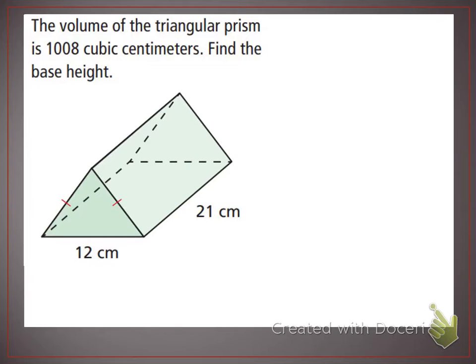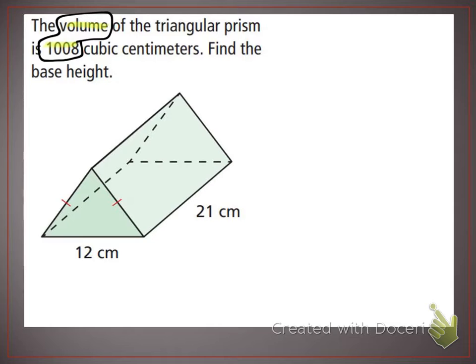The volume of the triangular prism is 1,008 cubic centimeters. Find the base height. So are we looking for the volume here? No, we know the volume, right? What is the volume? 1,008. Okay, let's go ahead and highlight for a second. We know the volume's 1,008, right? These two go together.